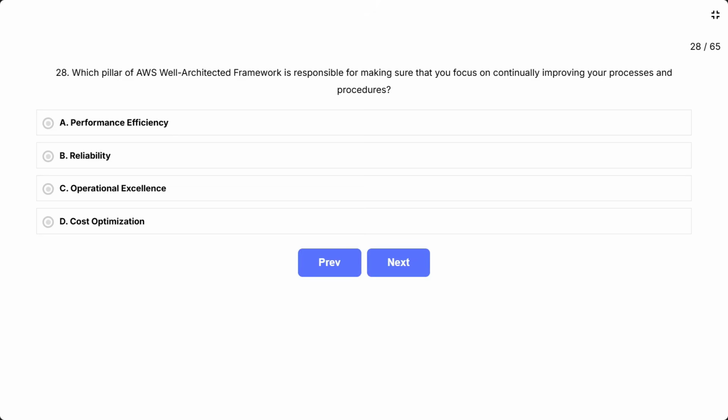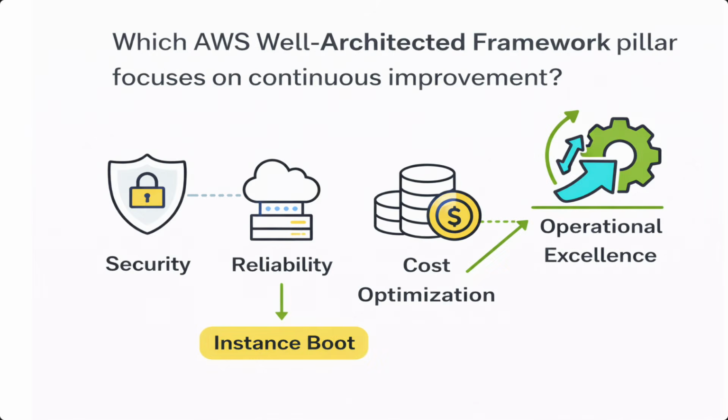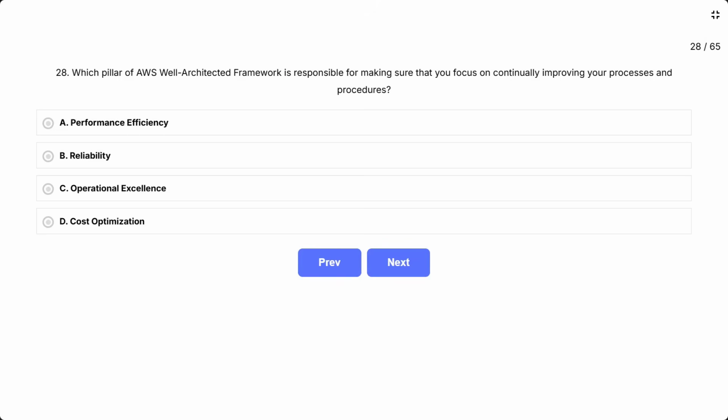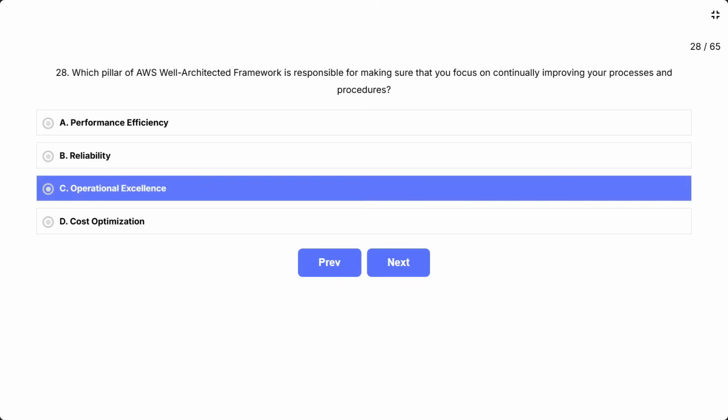D. Cost optimization. This question asks which pillar of the AWS Well-Architected Framework focuses on continuously improving processes, procedures, and operations. Think of it as which pillar is about running systems efficiently and learning from failures to keep getting better. The correct answer is C, operational excellence.